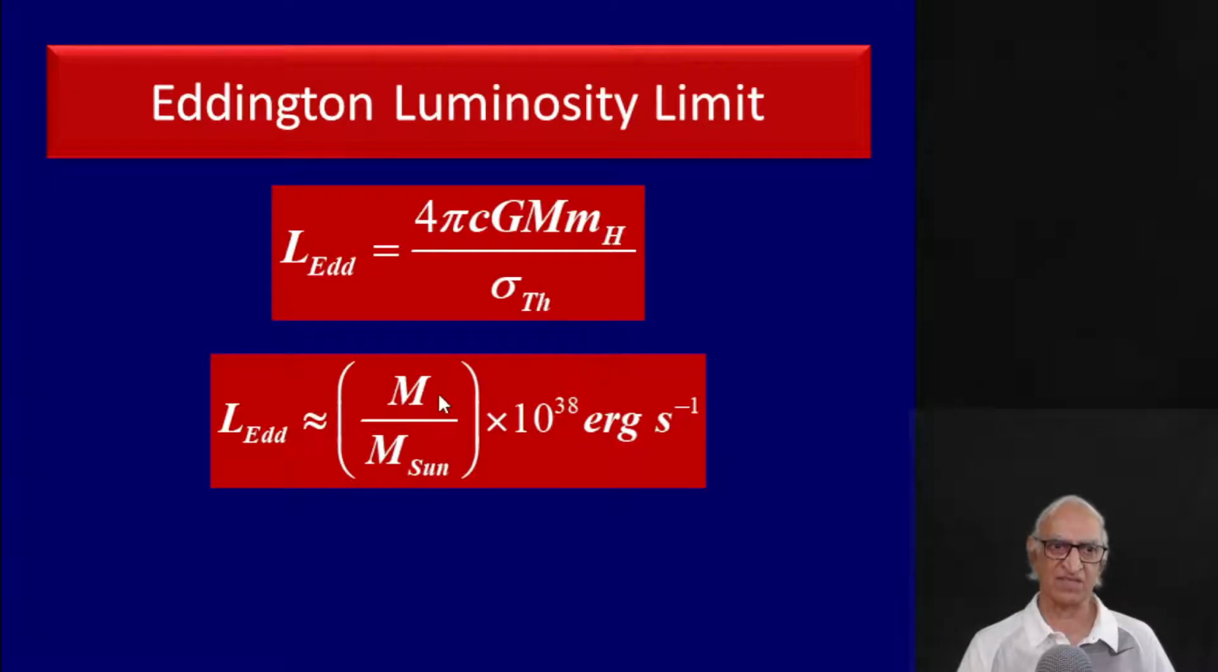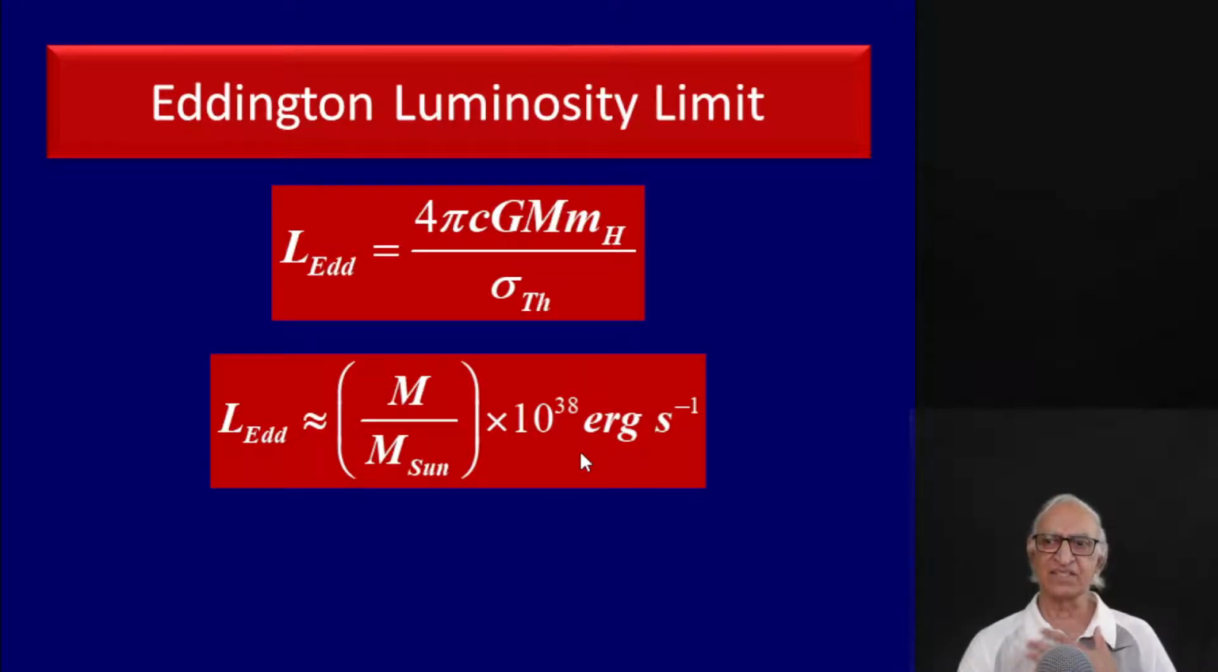In other words, for a star with a mass equal to M solar, where this ratio becomes 1, it cannot radiate more than 10 to the power 38 erg per second. If it did, it would blow apart the star. So if a star is 1,000 times more massive than the sun, then the Eddington luminosity is 1,000 times 10 to the power 38 ergs per second.